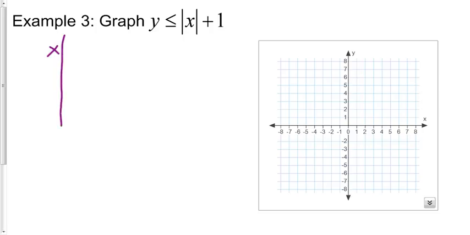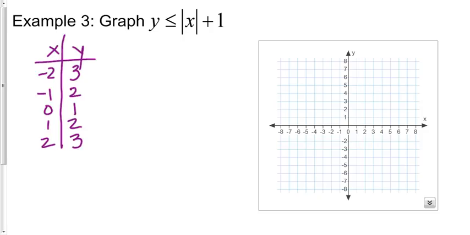So x and y values here. I'm going to plug in -2, -1, 0, 1, and 2. If I plug in these x values for x here, I can figure out what the corresponding y value is. So when I plug in -2, the absolute value of -2 is 2, 2 plus 1 is 3. When I plug in -1, the absolute value of -1 is 1, and 1 plus 1 is 2. When I plug in 0, I get 1. When I plug in 1, I get 2. And when I plug in 2, I get 3. So very quickly, there's a table. Plugging in x values and then writing down your answer for the y value.